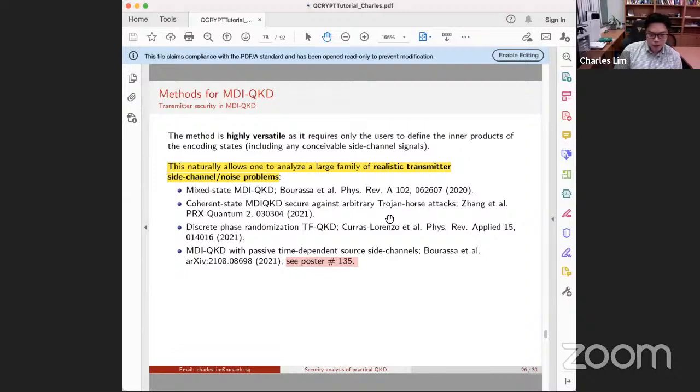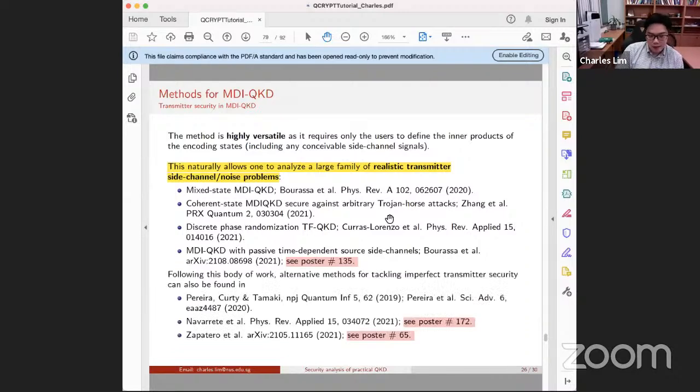Beyond this approach of ours, which allows one to look into various very realistic side-channel issues related to the transmitter, there is also a nice complementary approach coming from Marcos Curty's group, which uses a technique called the reference technique, which is very nice. It looks at the probability that you can assign to an ideal state and the actual state itself, and then based on that, puts an upper bound on the phase error rate. They have some very nice results, so I encourage you to look at the poster that they have.